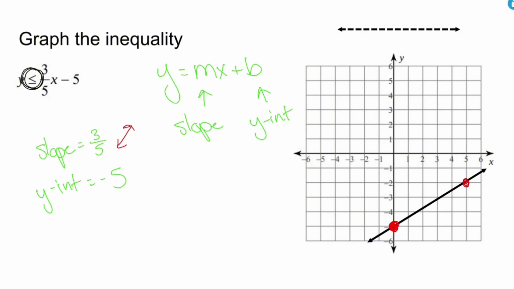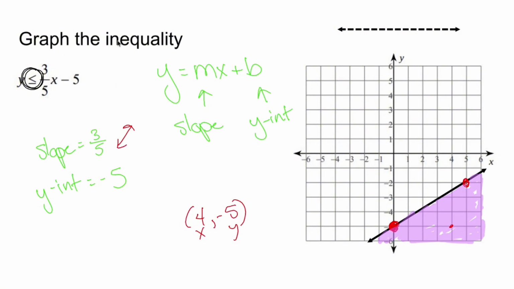The other thing that I have to pay attention to is the fact that it's less than. So when it's less than, what you do is you shade underneath the line. Now by shading underneath the line, we're saying all of these points here in purple are possible answers to the original problem. For example, if I were to take the point 4, -5, label it x and y, and plug it into the original inequality, it'll give me a true statement.